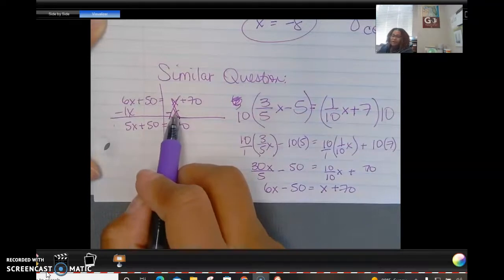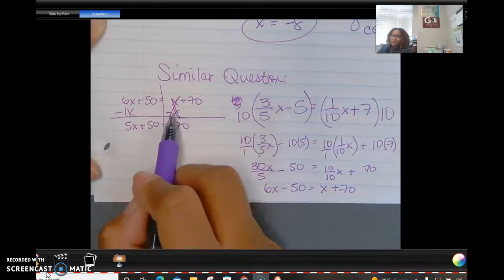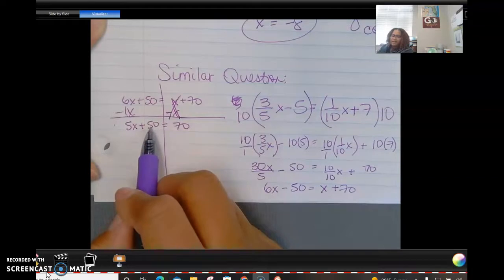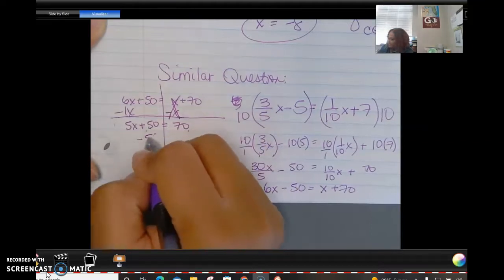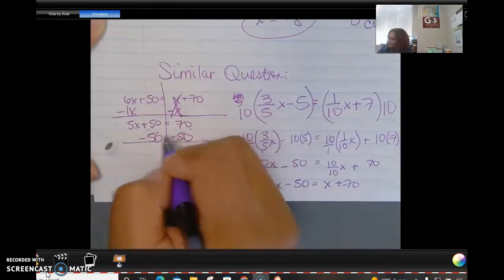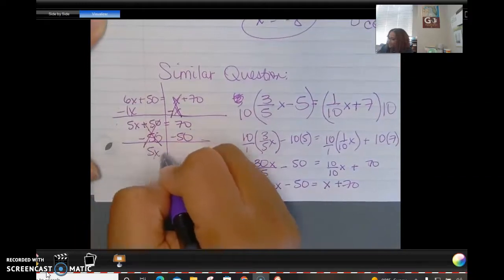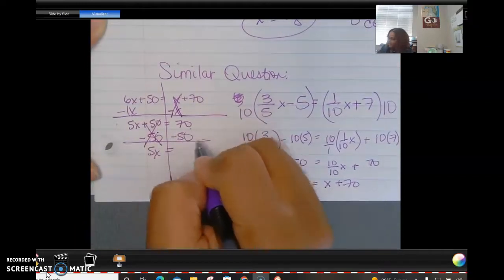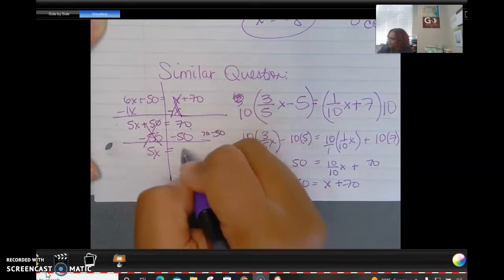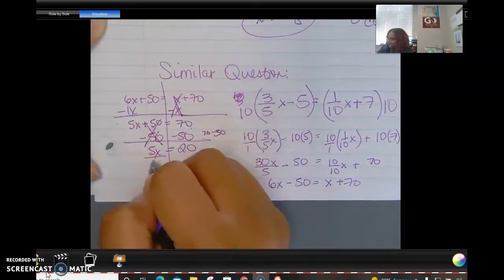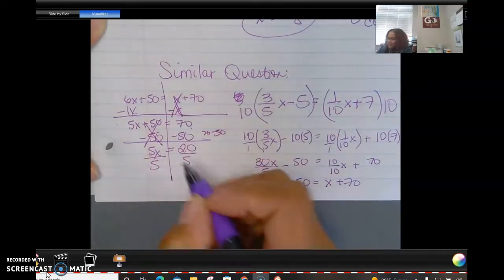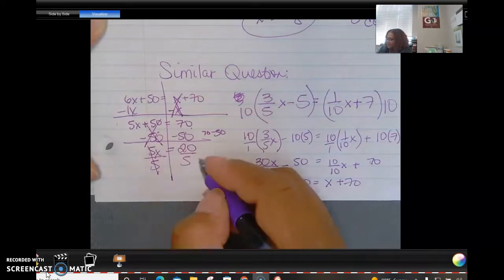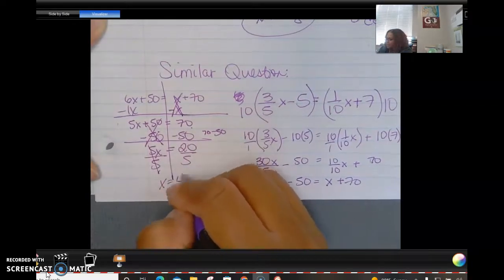I started on the right with my variable. My next step needs to be on the left with my constant. Get rid of this 50 by adding to both sides. Plus 50, plus 50. These cancel out. Bring down the 5x equals 70 plus 50 is 120. Last step is to always divide or multiply. Divide by 5 on both sides because that's the coefficient of x. Cancel this out. X equals 24.